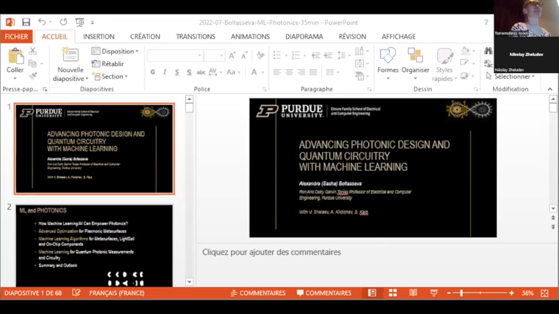So you see immediately that this technique allows you to get into a realm where shapes are unintuitive, right? Something that you won't be able to come up with yourself. So this optimization is really great.